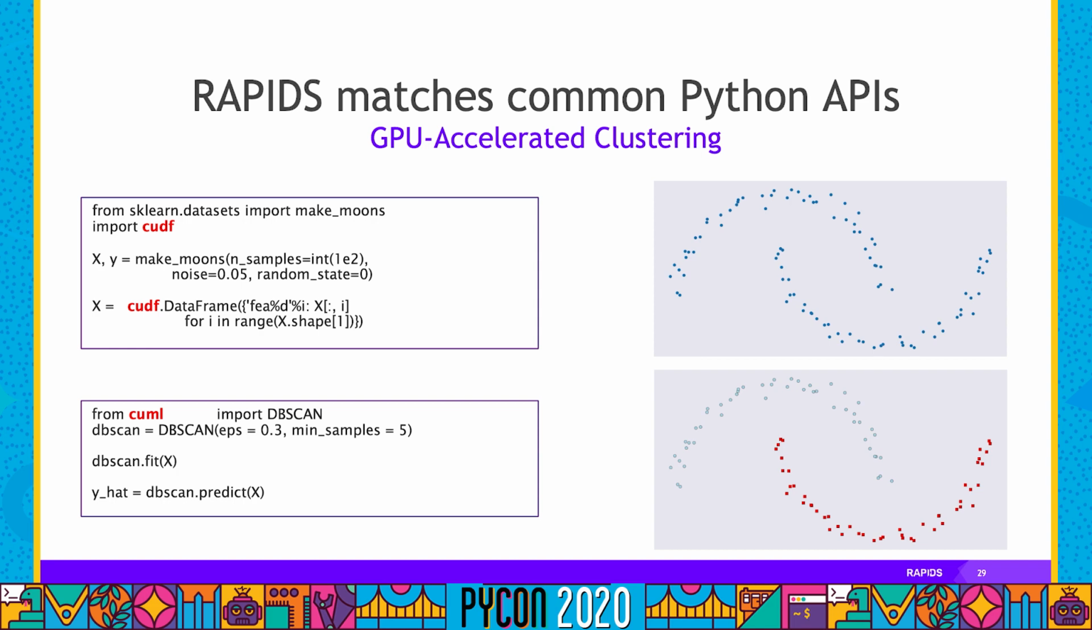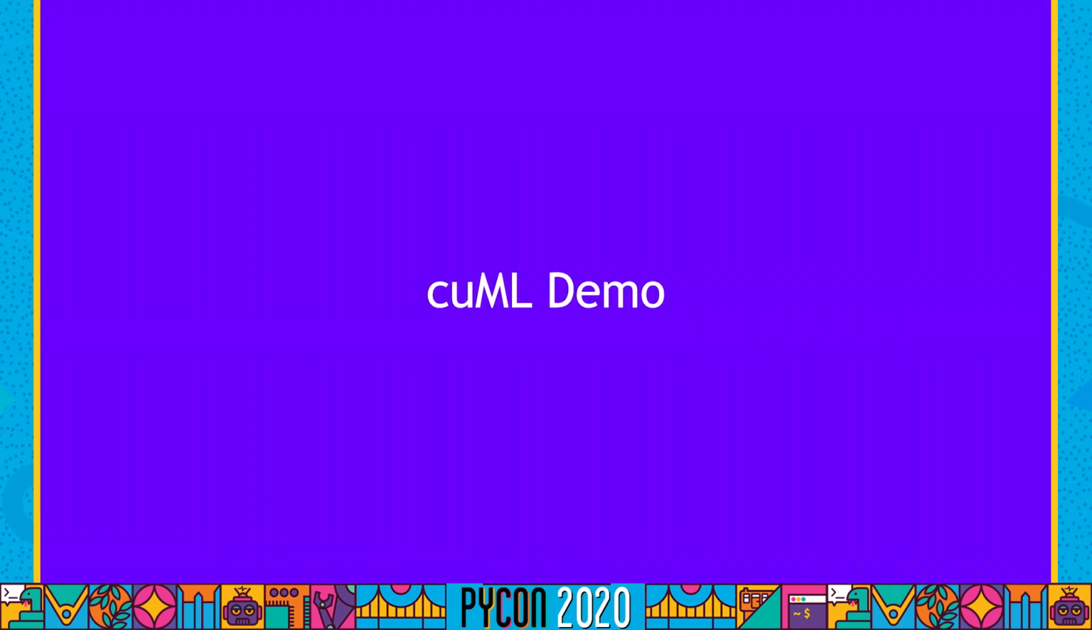Instead of importing pandas, import cuDF. You can still make your moons data set. This time, instead of making a pandas data frame, you're making a GPU data frame using cuDF. And then from cuML, you're just importing dbScan, and then everything else is the same. Right? It's really that easy in most of the cases.